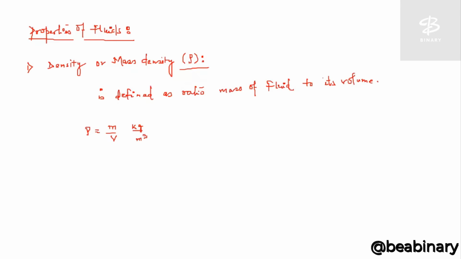Okay. So in case of the MLT system, it is M L to the power -3. Now if I'm talking about the density of water, so the density of the water is 1000 kg per meter cube.